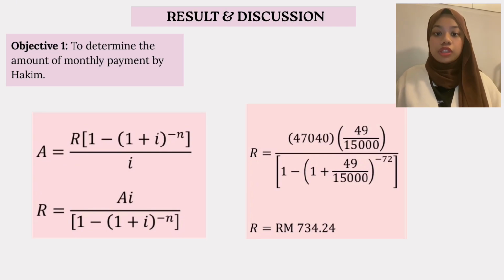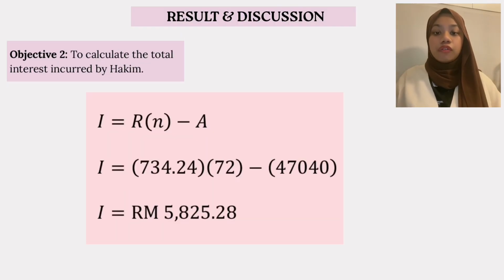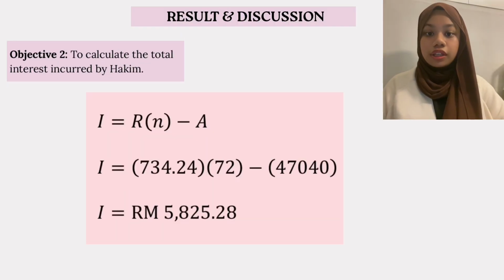So R equals 47,040 ringgit times 49 over 15,000, divided by 1 minus (1 plus 49 over 15,000) to the power of negative 72. The answer of R is 734 ringgit and 24 cents. Result and discussion, objective 2.